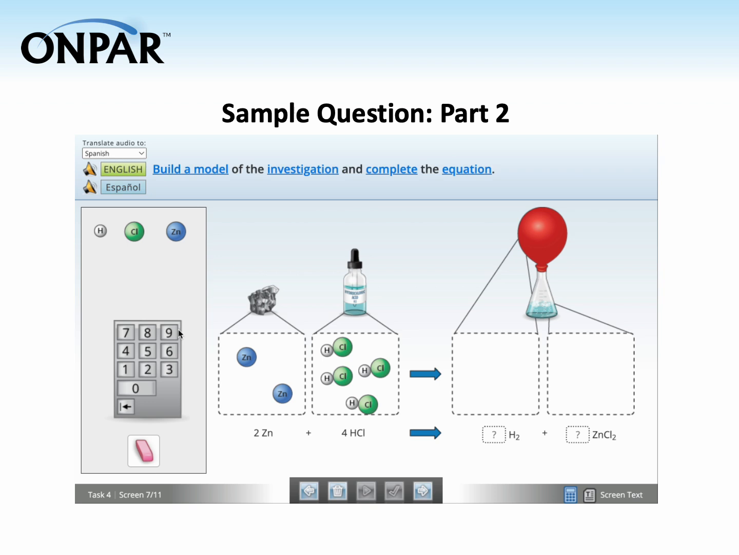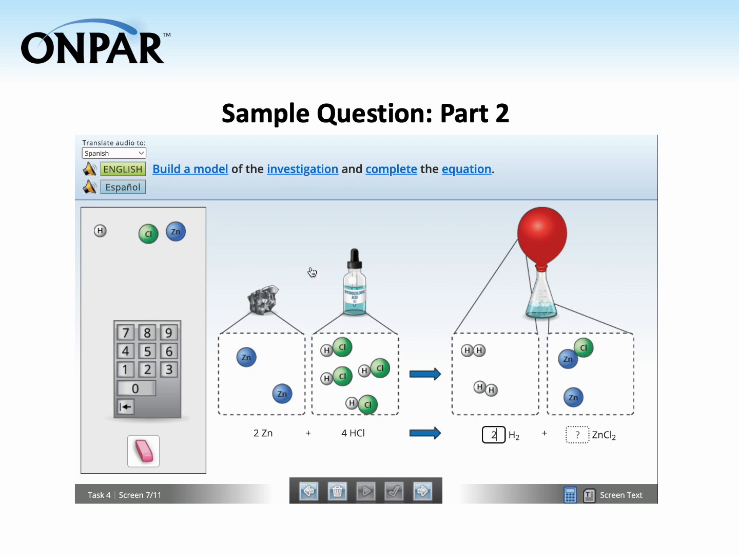Now we ask students to build a model of the investigation. I already did the side on the left, so you can see a student bringing over these hydrogen atoms to show that they understand the H2 on the bottom means they need two hydrogens forming a molecule. This student is also showing their understanding of the conservation of matter because they put 4 hydrogens on the left, and so they also put 4 hydrogens on the right.